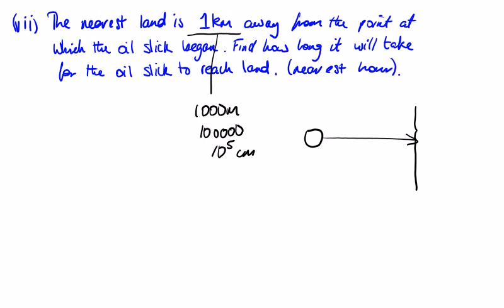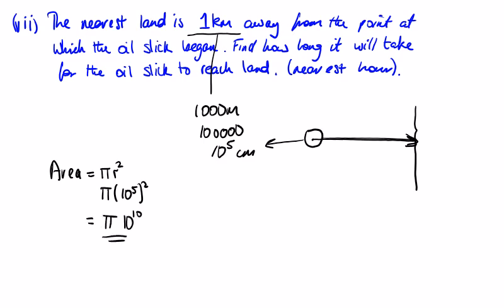So we're going to have to get it. We have the area here. The area of this circle is pi r squared. So it's going in both directions. So the radius is just going to be the distance to here. So that's going to be pi by 10 to the power of 5 squared. So the area of this circle will need to be pi by 10 to the power of 10 before it reaches land.